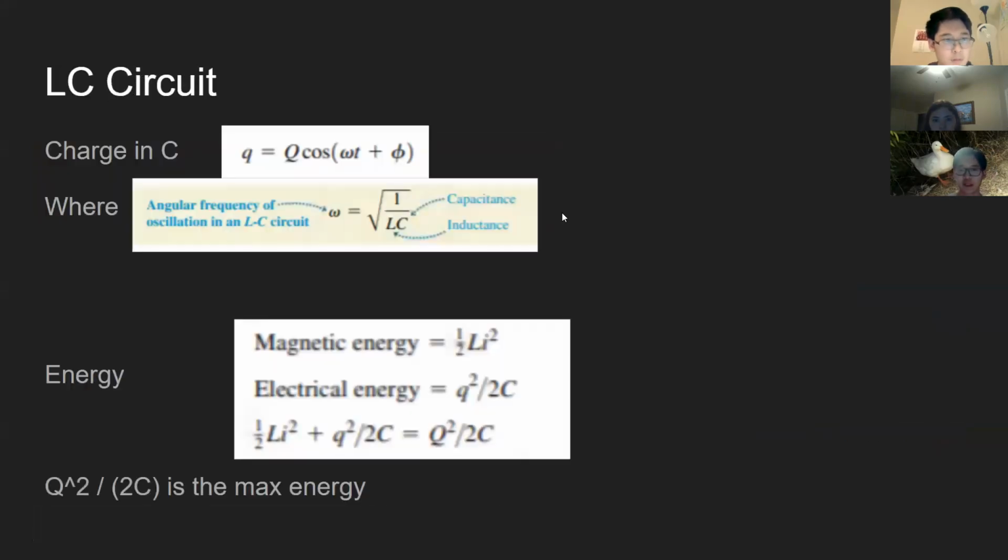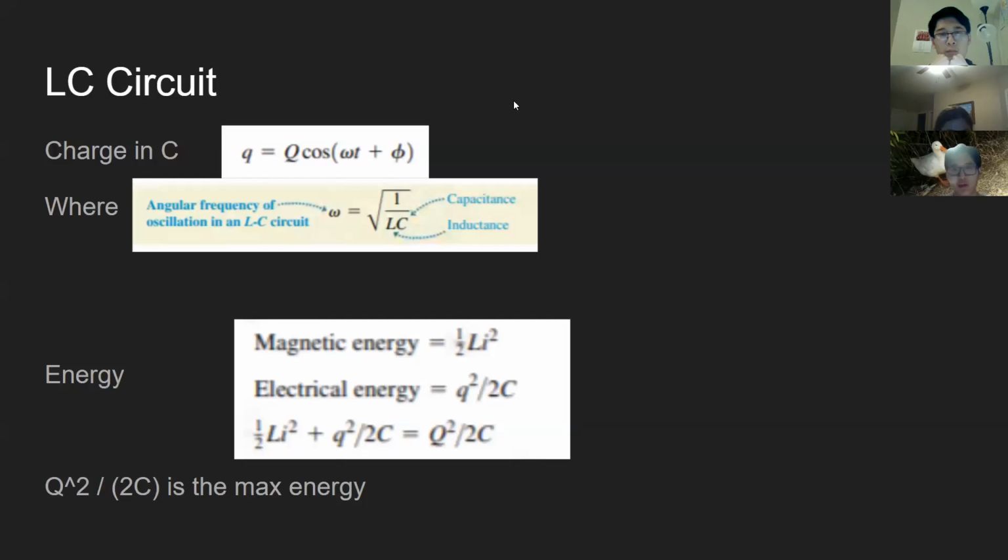And then LC circuits, inductor, capacitor. Similarly, we have an equation for the charge in the capacitor at a given time. So this is Q equals that. And W, the angular frequency, is equal to 1 over the square root of LC. Applying this is pretty simple. The phase angle, phi, just depends on the initial condition.